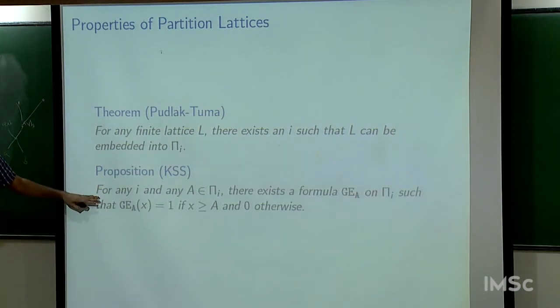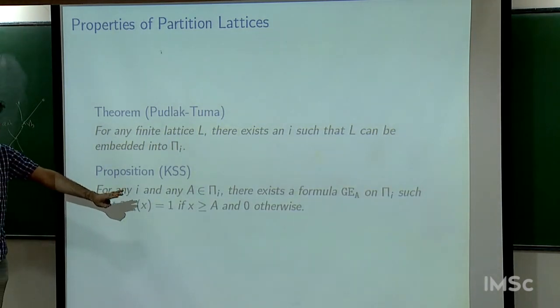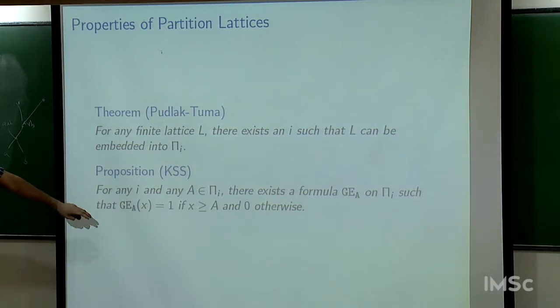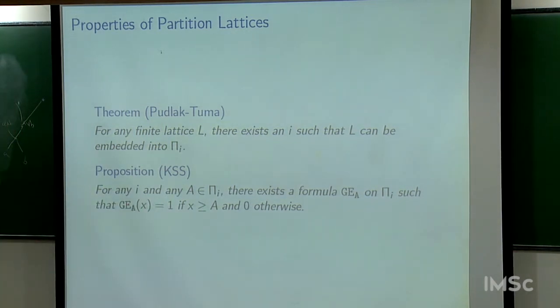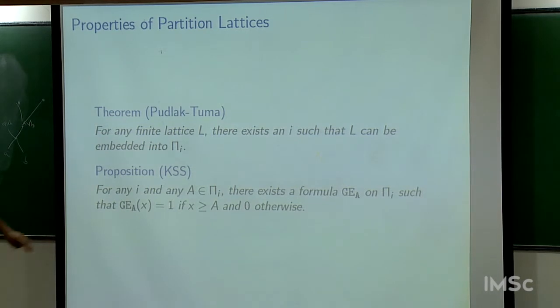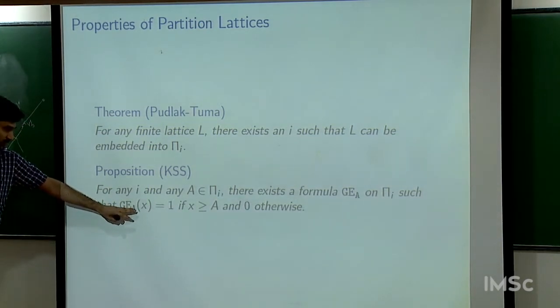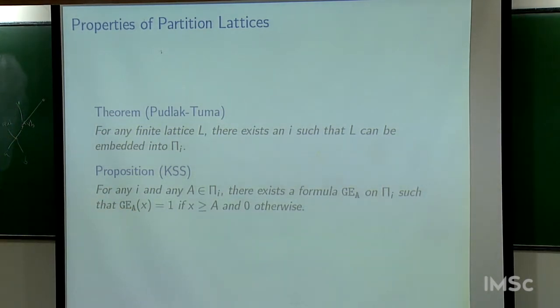So partition lattices have this nice property. What's this property? I'll just intuitively explain. There is a formula. For any element A in that partition lattice, there is a formula that, when applied to some input value, will tell you whether that input value is greater than or equal to A or not.